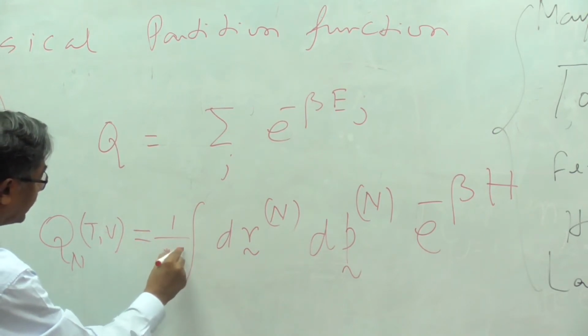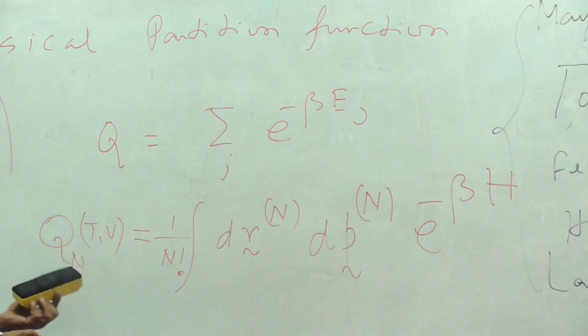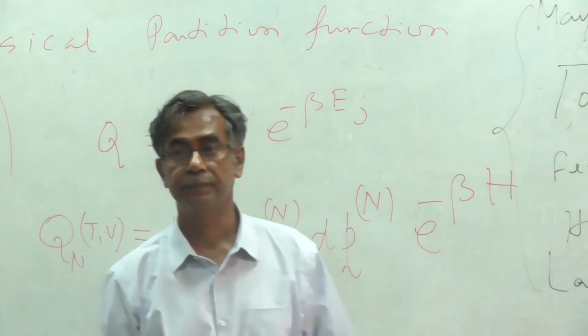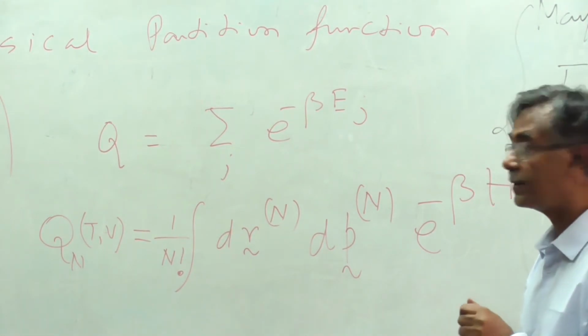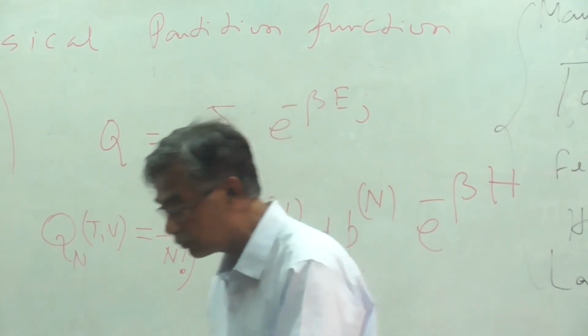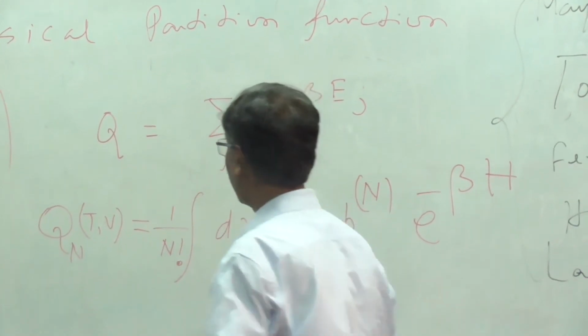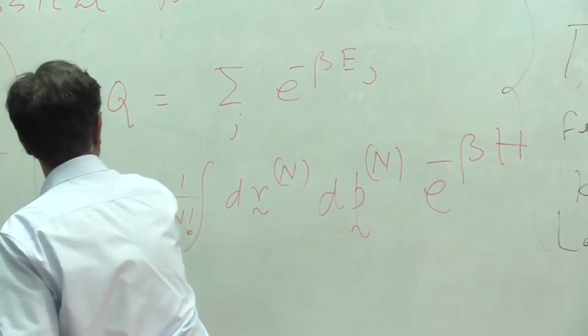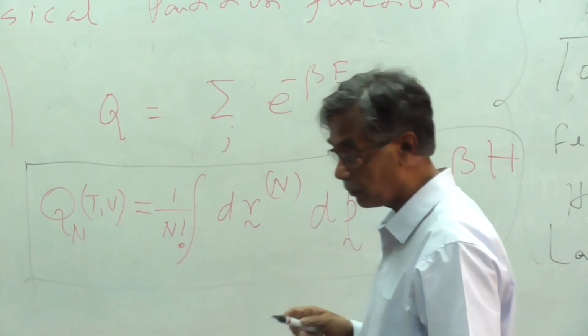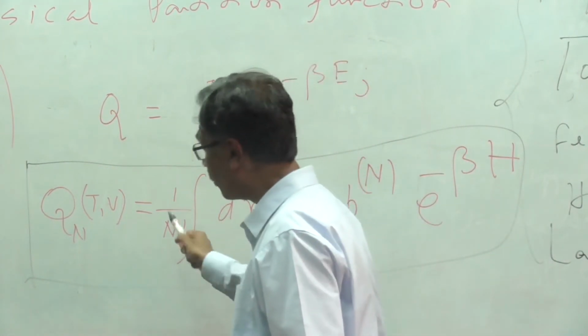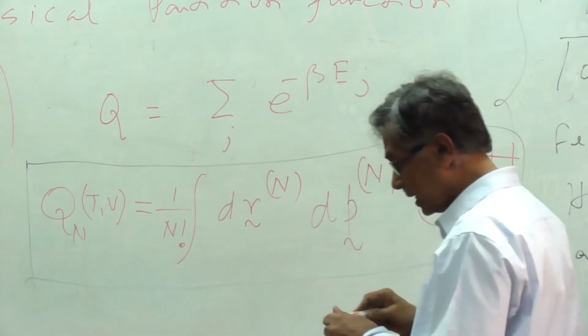1 over n factorial. Why is the n factorial put in? Distribution, right? So this is the classical. There is one more thing missing, and it took a very long time to get it. But there is one thing.